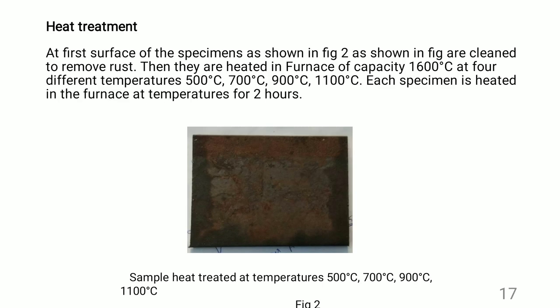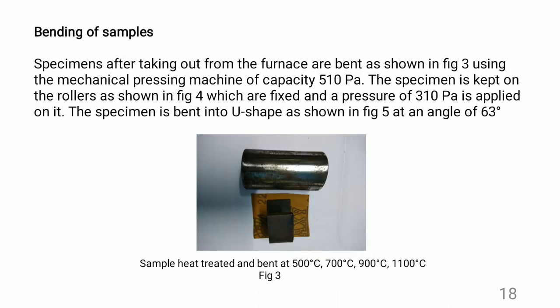Coming to result and discussion, at first the specimens, as shown in the figure, are cleaned to remove rust. Then they are heated at various temperatures, as I said earlier. Each specimen is heated for 2 hours, and the capacity of the furnace is about 1600 degrees centigrade. Then specimens are taken out from the furnace and bent using a mechanical pressing machine of capacity 5 ton, and it is bent at an angle of 63 degrees.